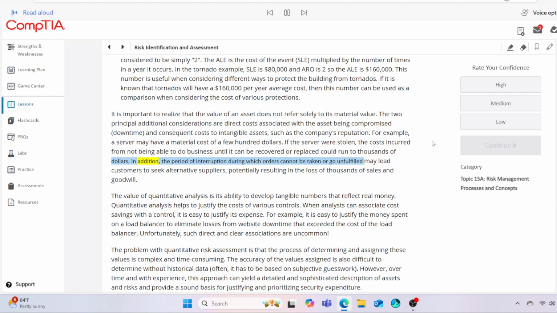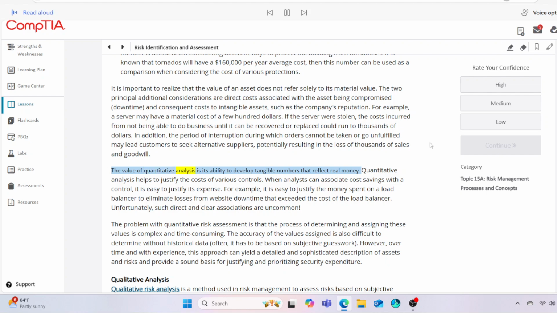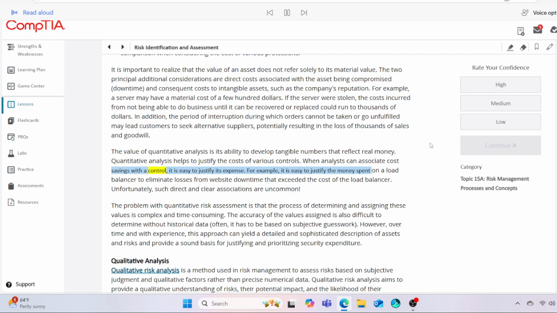In addition, the period of interruption during which orders cannot be taken or go unfulfilled may lead customers to seek alternative support. Loss of thousands of sales and goodwill. The value of quantitative analysis is its ability to develop tangible numbers that reflect real money. Quantitative analysis helps to justify the costs of various controls. When analysts can associate cost savings with a control, it is easy to justify its expense.